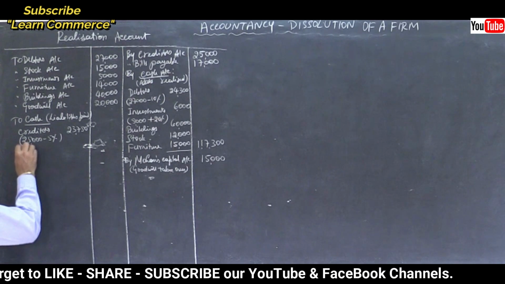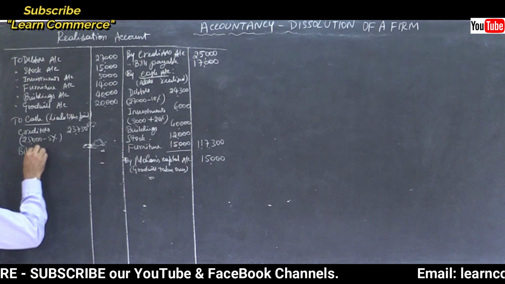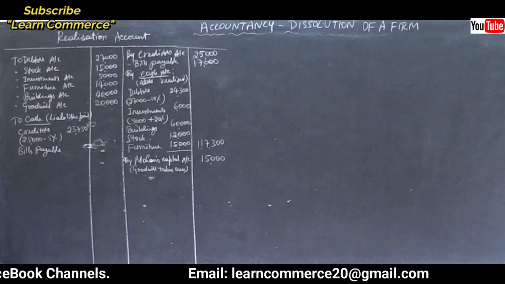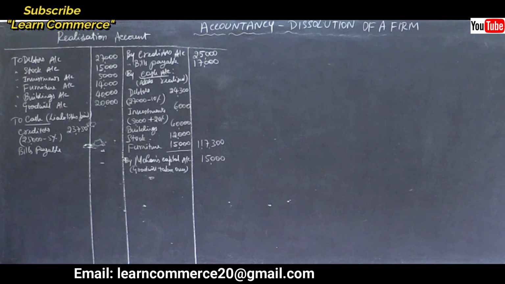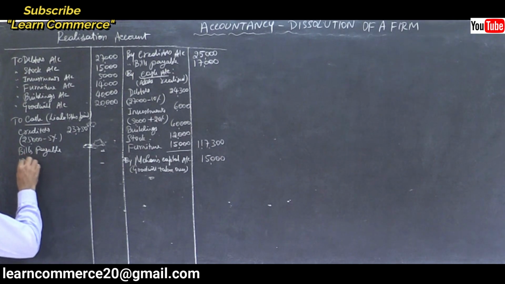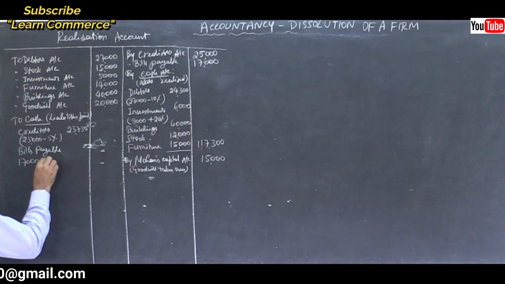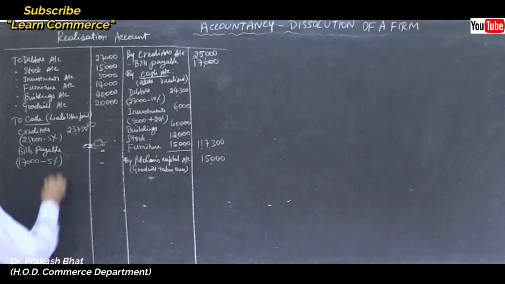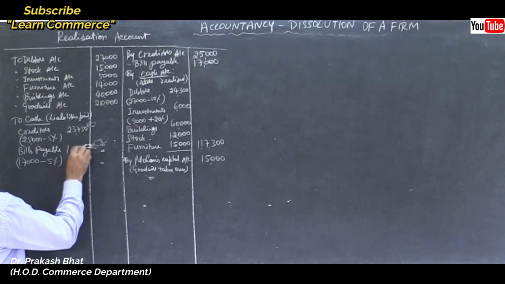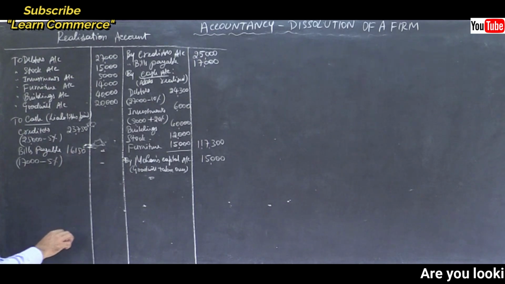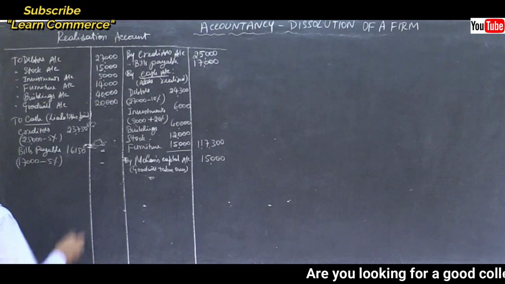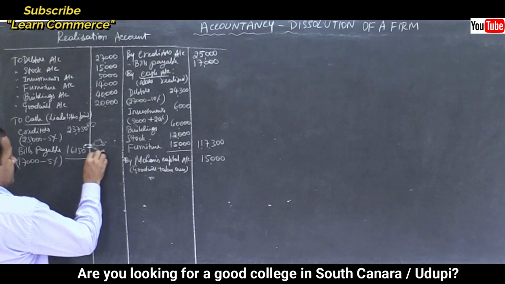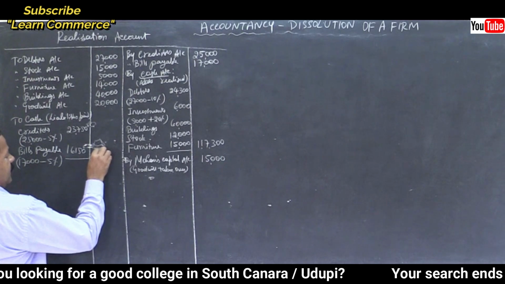Bills payable, again 5% discount. Bills payable 17,000 minus 5%. How much is it? 16,150. Because 5% will come to 850, right? Yes. Add it together, write in the outer column 39,900.